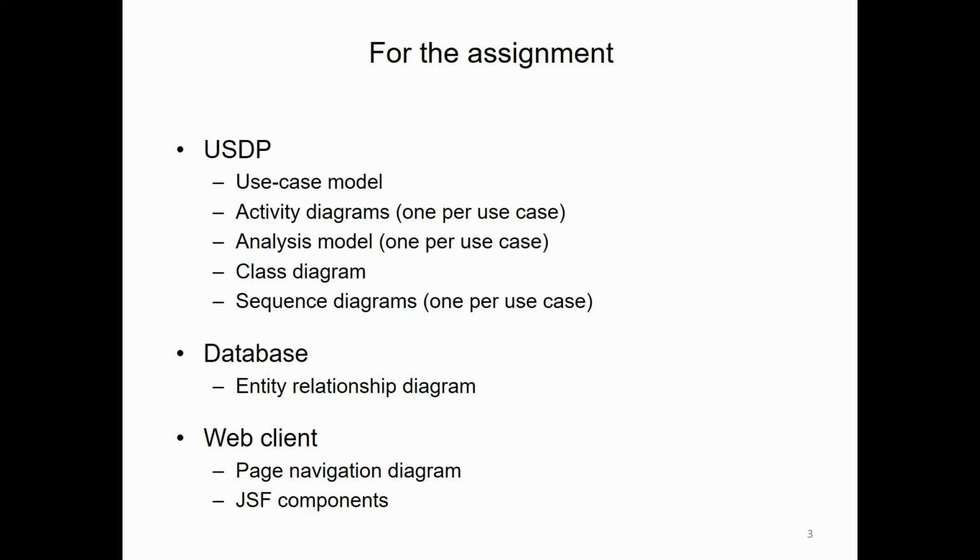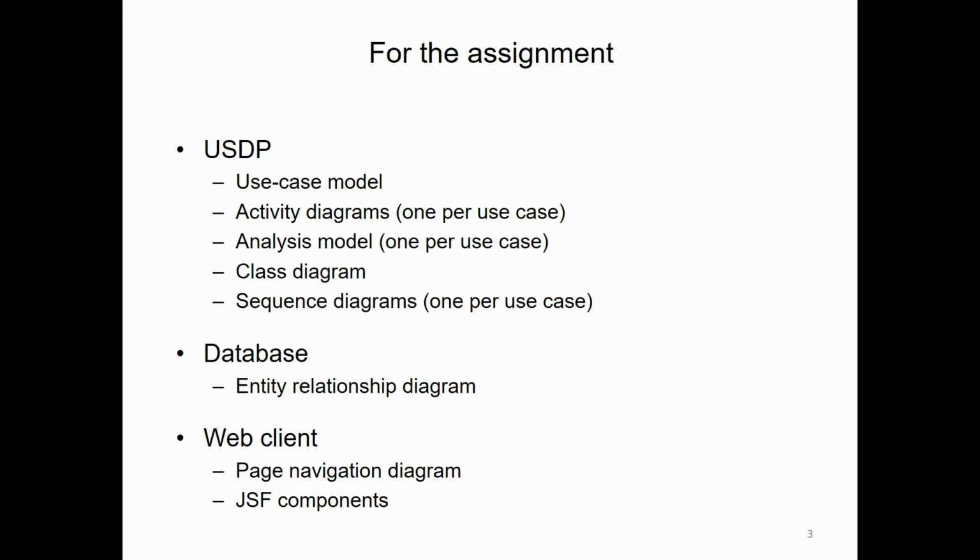When we're using the USDP, we're not going to use every single diagram from the UML. We'll start off with the use case model. You're familiar with that, no doubt, and it allows us to describe in a very abstract way the requirements of each user type. The activity diagrams we can use to describe an individual use case. So there will be one activity diagram per use case in the use case model. Then we'll think about the analysis model, which takes us one step closer towards the design. And again, there will be one of those models per use case.